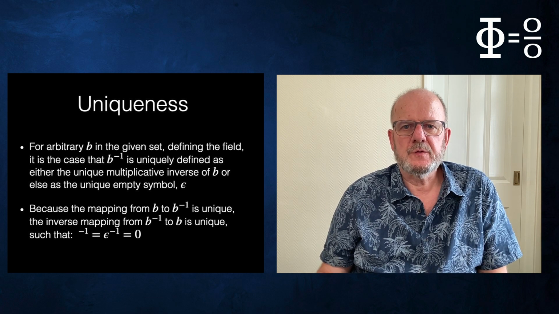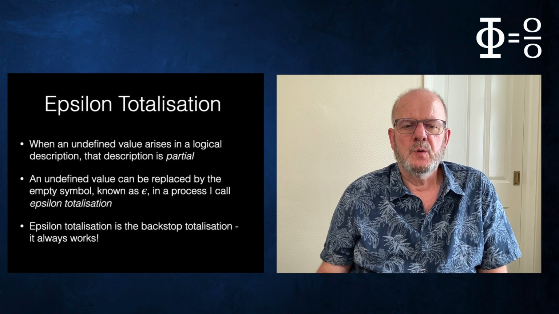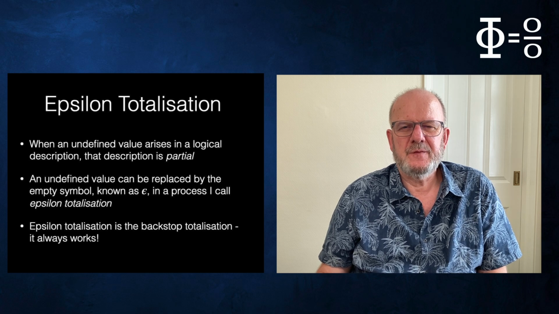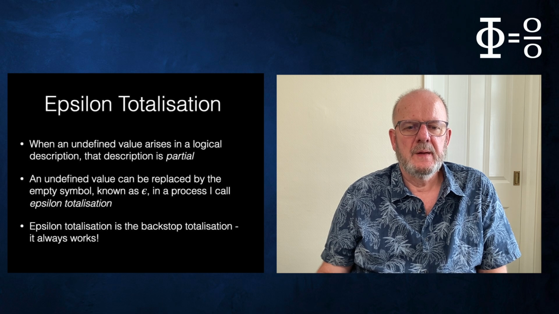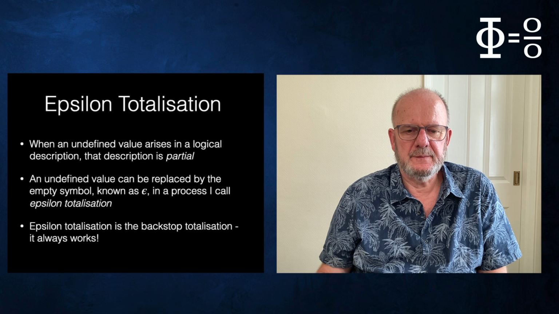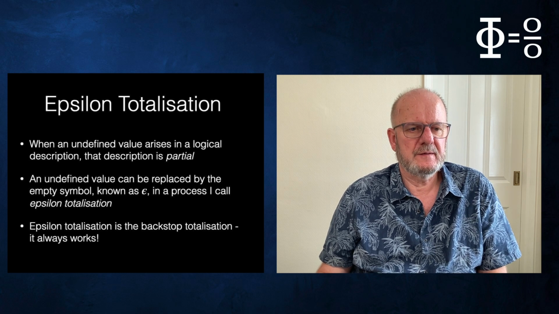So now we've come to the crucial part of the story, epsilon totalization. When an undefined value arises in a logical description, the description is partial. It fails in some way. An undefined value can be replaced by the empty symbol known as epsilon in a process I call epsilon totalization. An epsilon totalization is the backstop totalization. It always works. It's a total method for totalizing things.